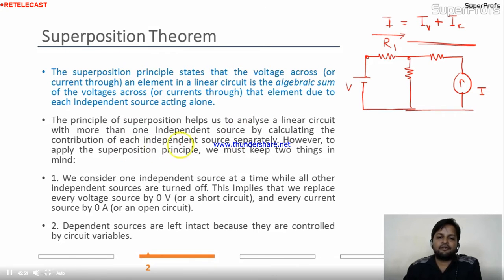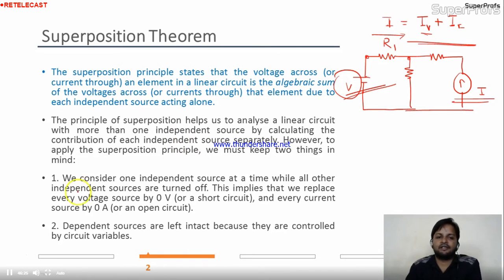By calculating the contribution of each independent source separately. So in the superposition theorem, we'll first take the contribution of the voltage source. Then in the second step, we'll find the contribution of the current source. In the third step, we'll add them, an algebraic summation I'm telling you, and the resultant is nothing but the output current or voltage in that particular branch or element.